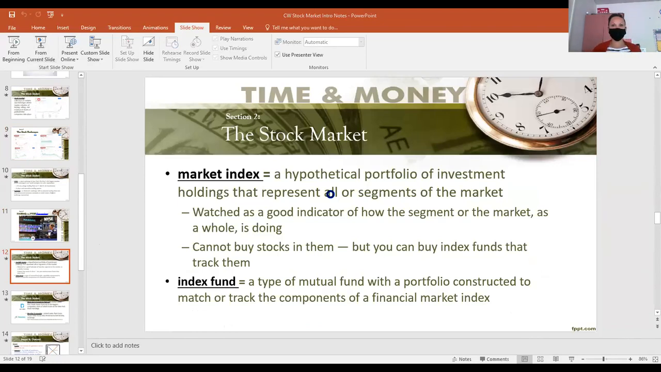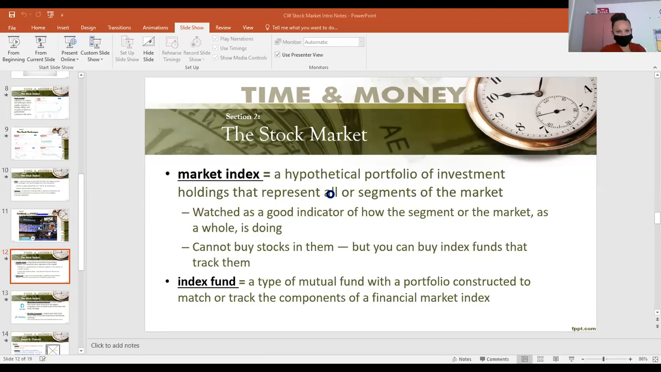Again, the New York Stock Exchange is an auction market where buyers and sellers are making bids. And then the NASDAQ is a dealer market. So there's no brokers involved there.